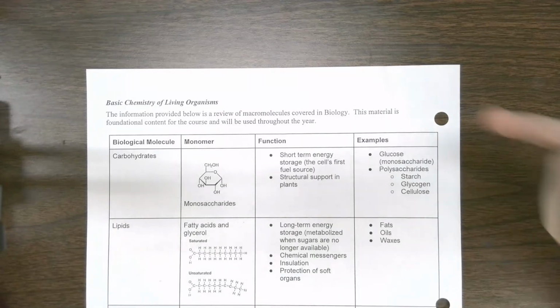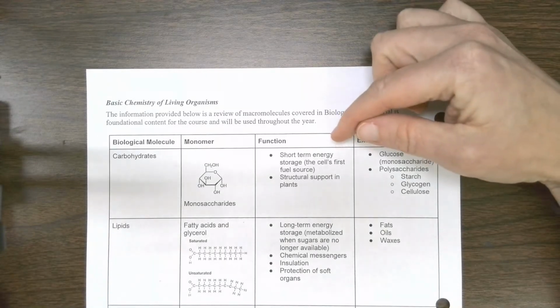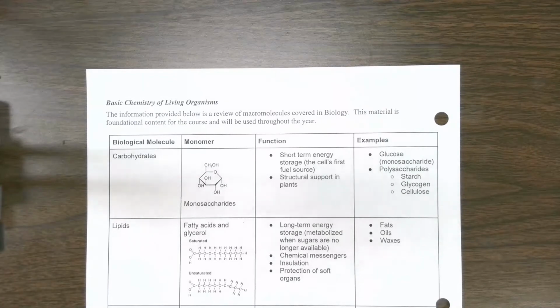As far as functions go, this is short-term energy storage. This is the cell's first choice of fuel, first and foremost. This is what we're going to burn before we burn anything else: a simple monosaccharide. Then, because disaccharides are a little bit bigger, two sugar molecules put together, we'll burn disaccharides, then we'll burn polysaccharides, such as starch, for example.